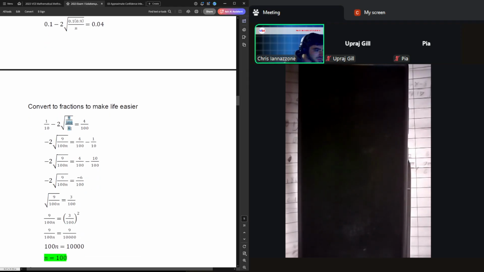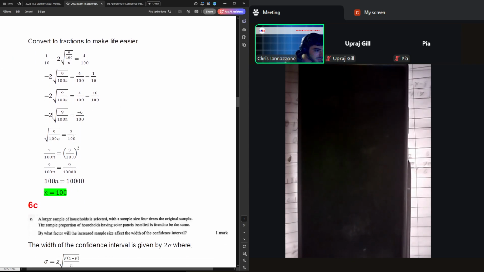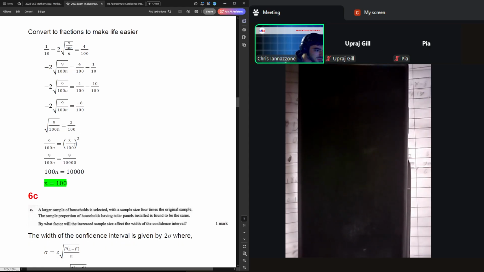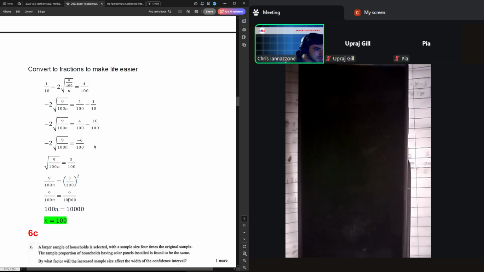Then from there, obviously these all condense down into each other. Same denominator for this one. Divide everything by -2. Square both sides. Nothing overly crazy there, I don't think.